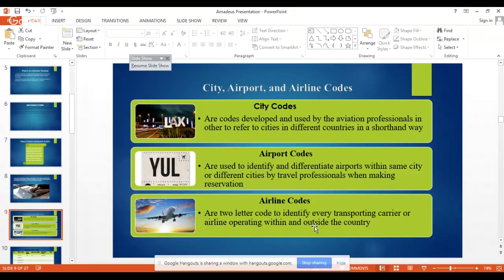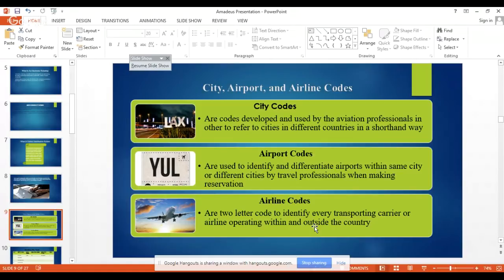Now let's go to the airport code. The airport codes are also 3 letters. They are used to identify and differentiate airports within the same city or different cities by travel professionals when making reservations. Though there are some states or cities that have more than one airport.